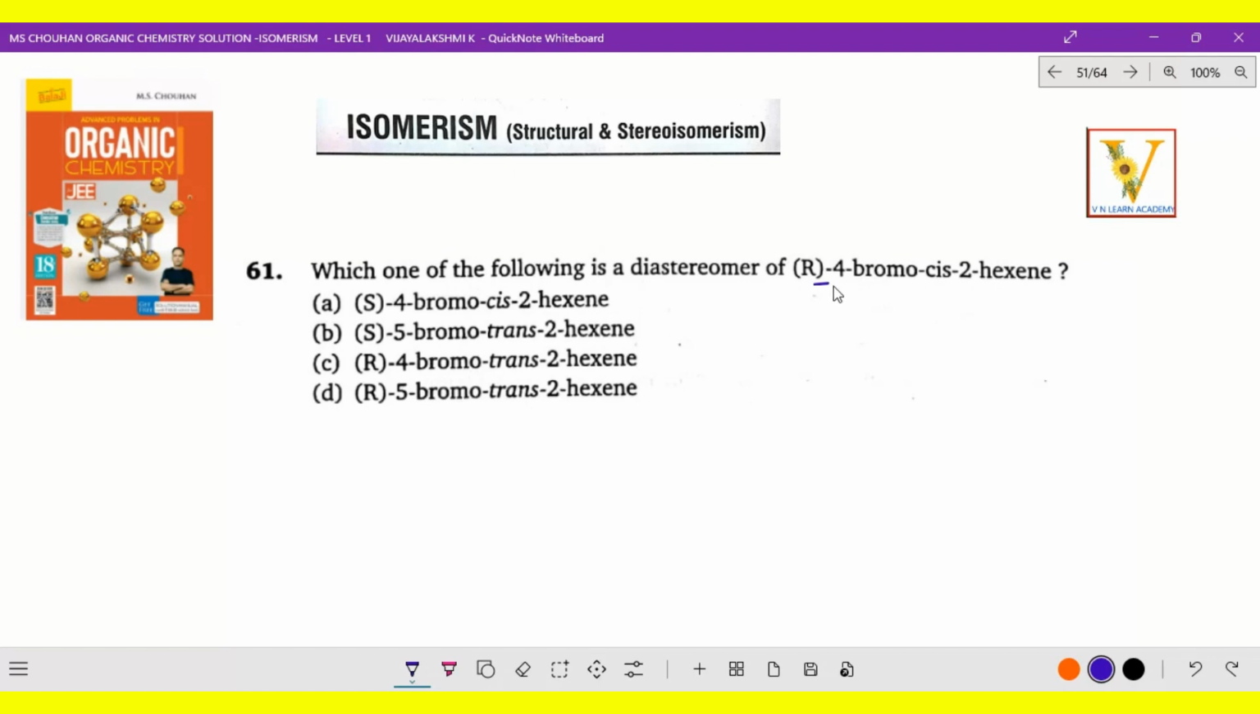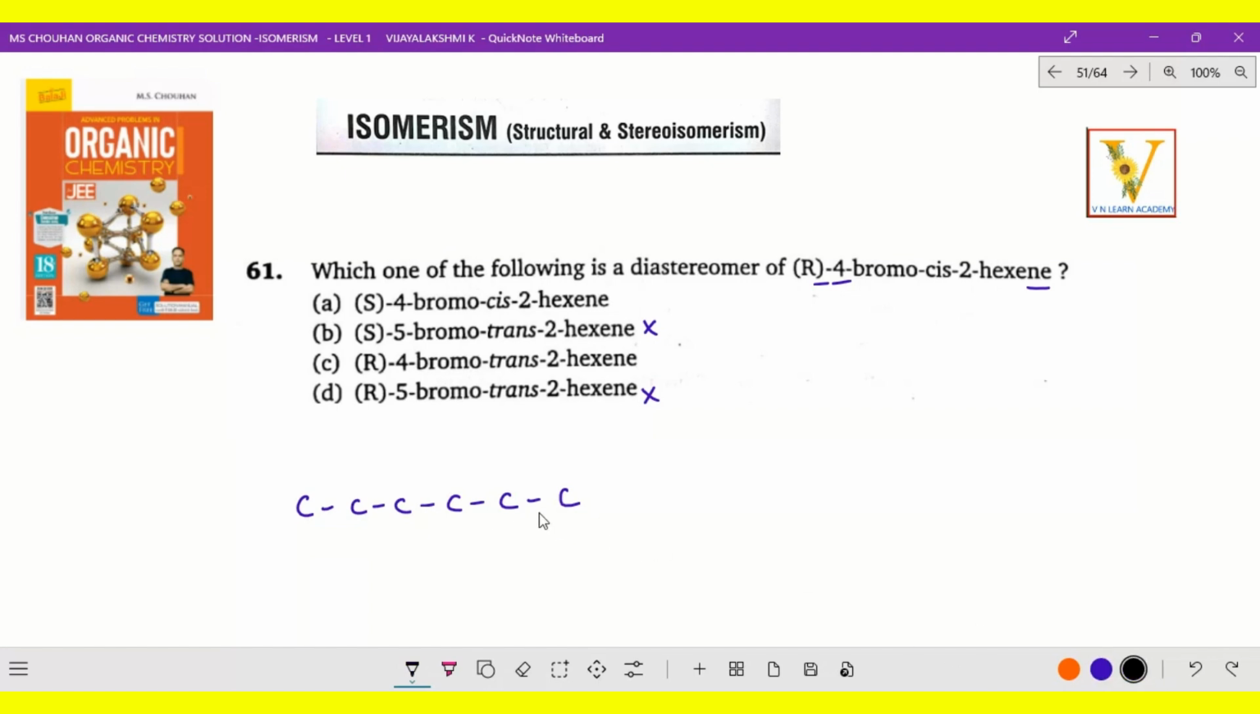So here they have given 4 bromo 2-hexene, which means 5 bromo will be cancelled out. It is a logical way. Now I'll tell you, 4 bromo cis 2-hexene. So 6 carbons will be there, right? 1, 2, 3, 4, 5, 6. The second carbon is having the double bond. Right, the second carbon is having the double bond.